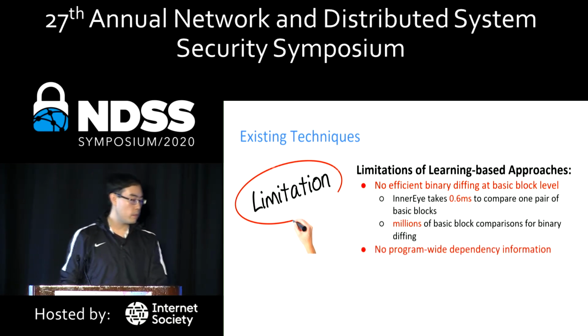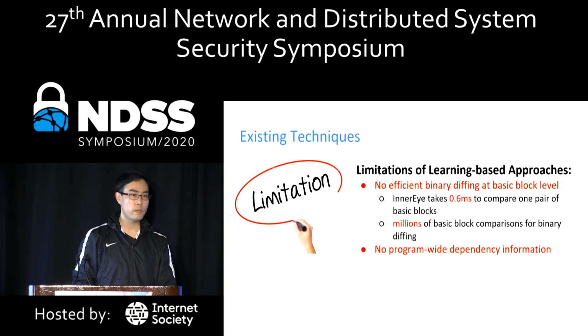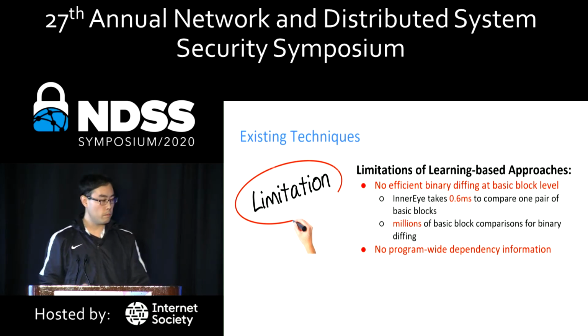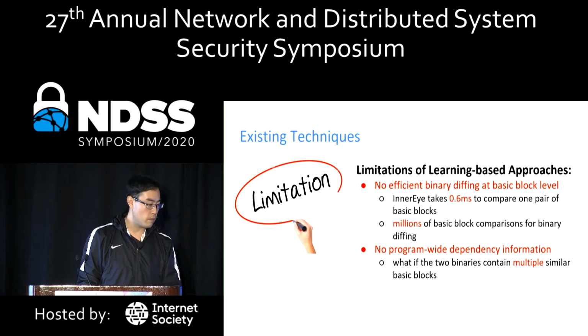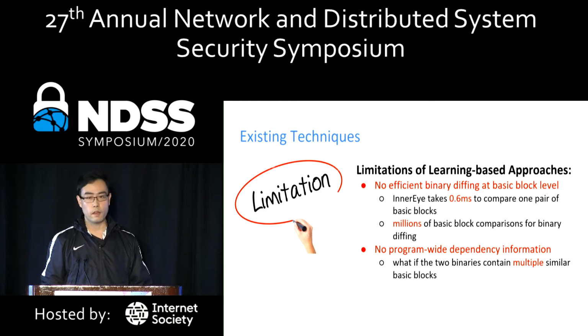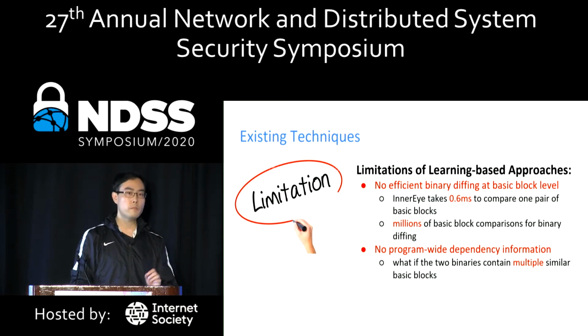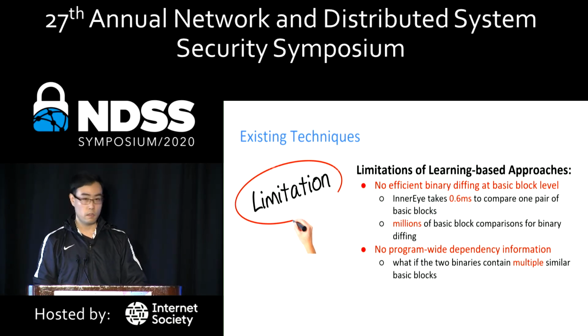And second, there's no program-wide dependency information involved. Why this information is really important, I'll show you later with an example, but just consider the case: what if the two binaries contain multiple similar basic blocks? In that case, just by looking at the basic block itself, you could match them to either, because they are very similar. But if you consider the context information, that could be a different story.